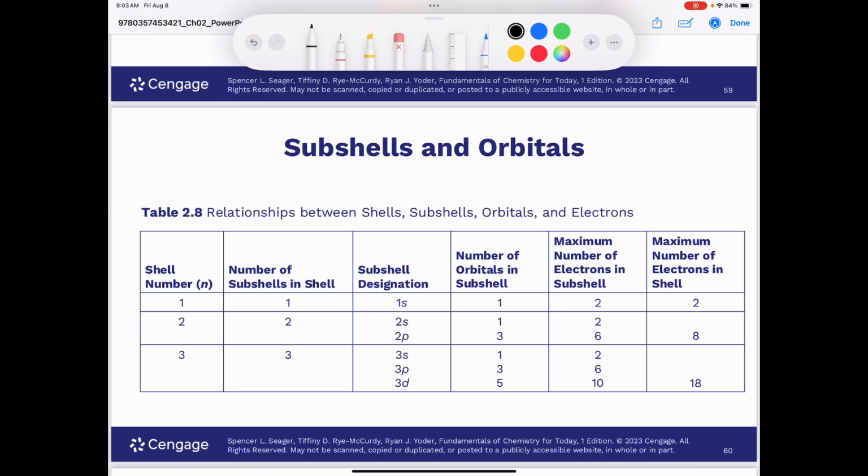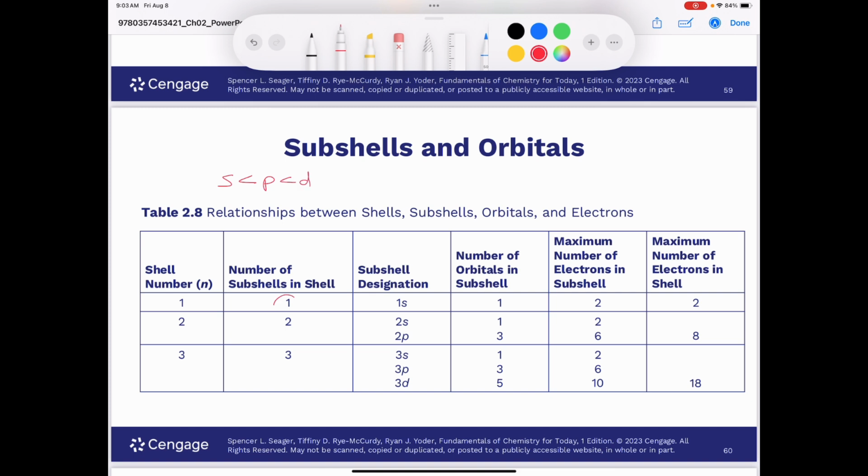So let's take a look at the relationships between shells, subshells, orbitals, and electrons, okay? So we have our shell, so we have our n is equal to 1, 2, 3, and then it can keep going. So number of subshells in shell. Okay, well, this is kind of interesting. We notice that these two are equal to each other, okay? And you remember that the subshells, like I told you, go S and then P and then D.